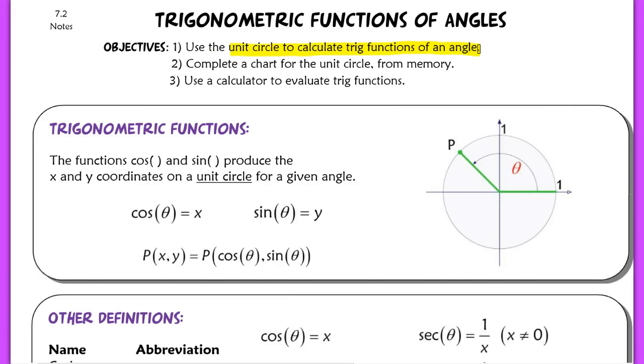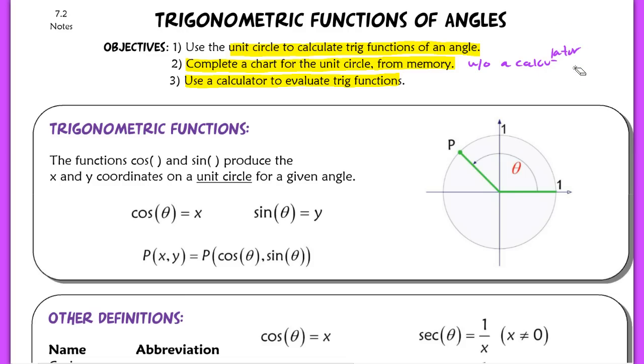We talk about the unit circle here, and we're going to actually do this from memory. We're going to complete a chart for the unit circle from memory, and we're also going to use a calculator to evaluate trig functions. So we use both a chart of the unit circle, which would be when we evaluate trig functions without a calculator, and we'll also teach you how to use your calculator as well. Did I spell that right? Calculator. There we go. So that you can evaluate trig functions also.